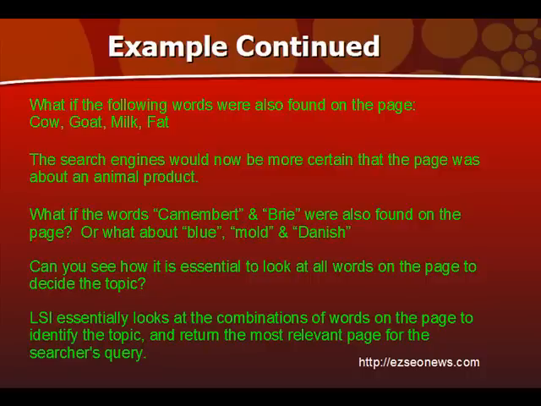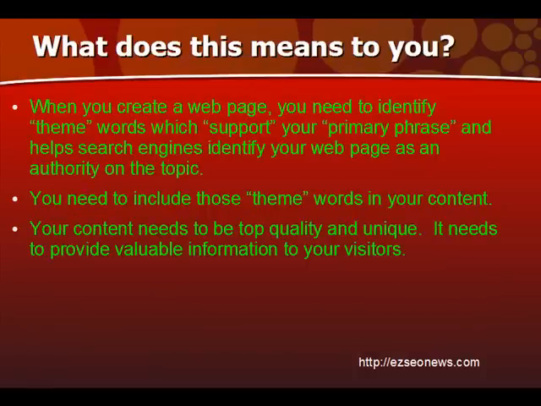It looks at the combinations of words on a page to identify the topic so that the search engines can return the most relevant page for the searcher's query. What this means to you is that as you're creating your own web pages, you need to identify these theme words, the words which support your primary phrase. If you're writing a web page about French cheeses, which words do you also need to include on your page so that Google will know that you're writing about French cheeses? You need to include those theme words in your content.